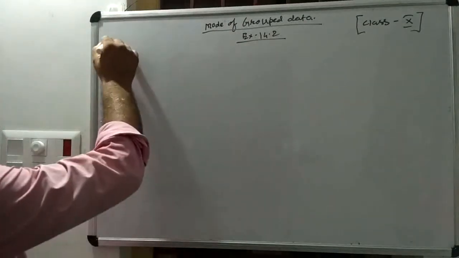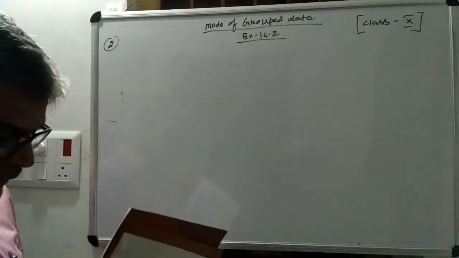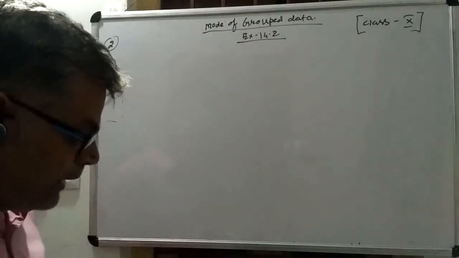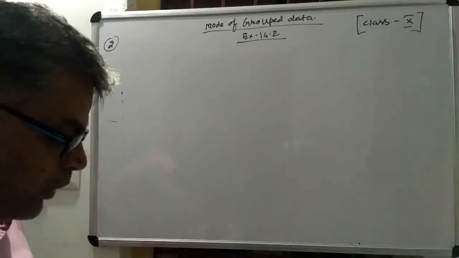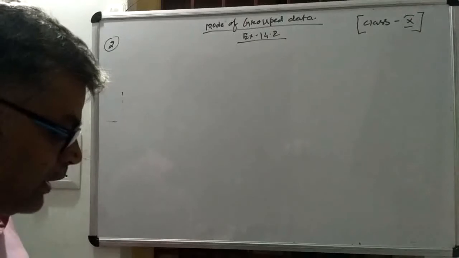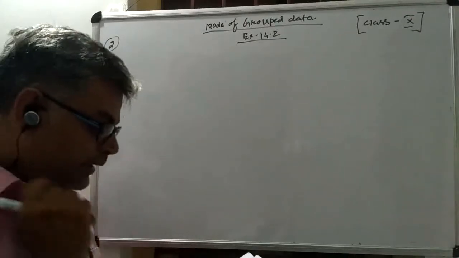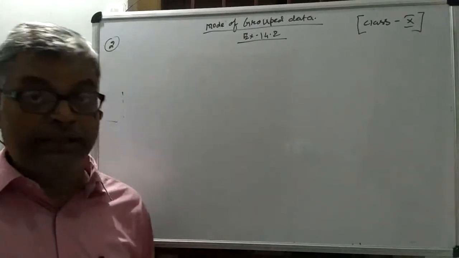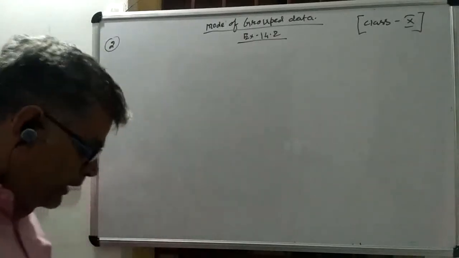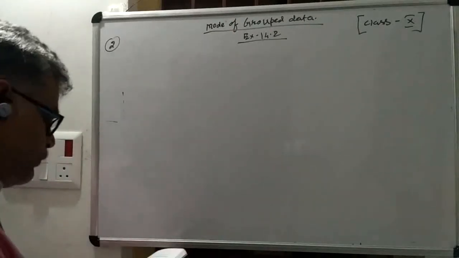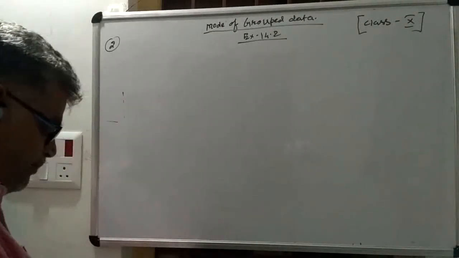Let's see what the second question is saying. The following data gives the information on the observed lifetime in hours of 225 electrical components. Determine the modal lifetime of the components. There are some electrical components whose lifetime is given in hours. Now you have to find their modal lifetime.